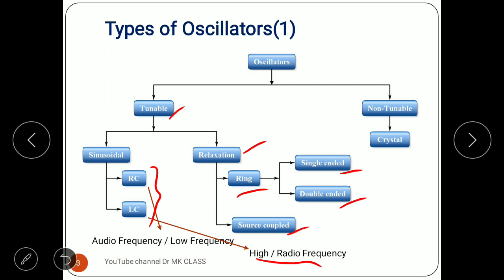These are all tunable, where you can tune the frequency of the oscillations. The other one is non-tunable, where the crystal oscillator is manufactured and made for, say, 10 megahertz. You cannot vary the frequency. So crystal oscillators are fixed frequency oscillators. But nowadays crystal oscillators are also coming with tunable capacity. That is a recent development: tunable crystal oscillators are available.